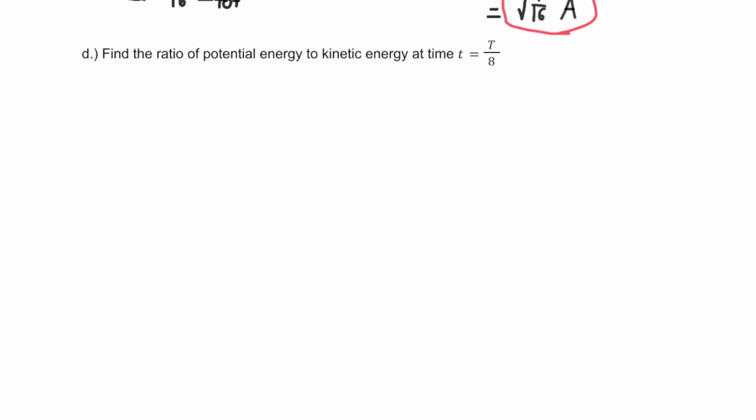And then lastly, find the ratio of potential energy to kinetic energy at 1/8 of a cycle in. So what we want is to figure out the ratio of U to K at that point, which is equal to 1/2 Kx squared divided by 1/2 mv squared, which is just going to be equal to Kx squared divided by mv squared. So we have to figure out what x and v are at this specific time.